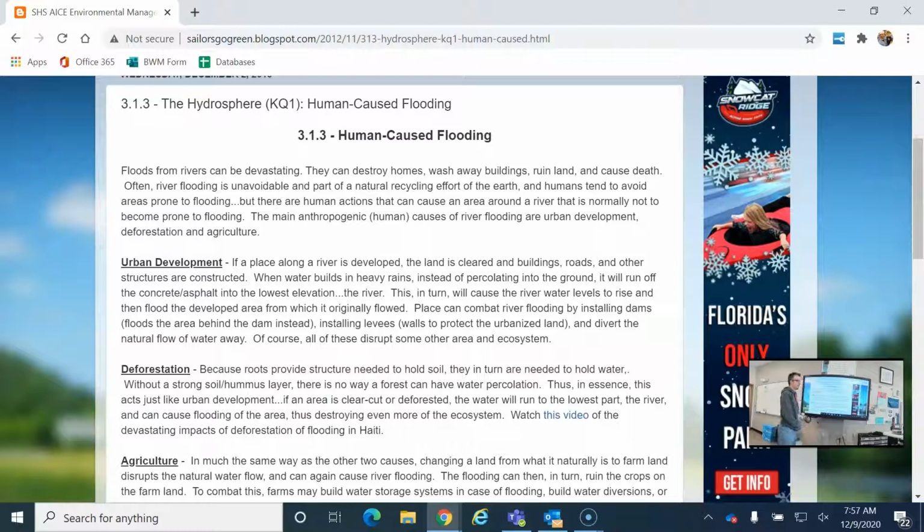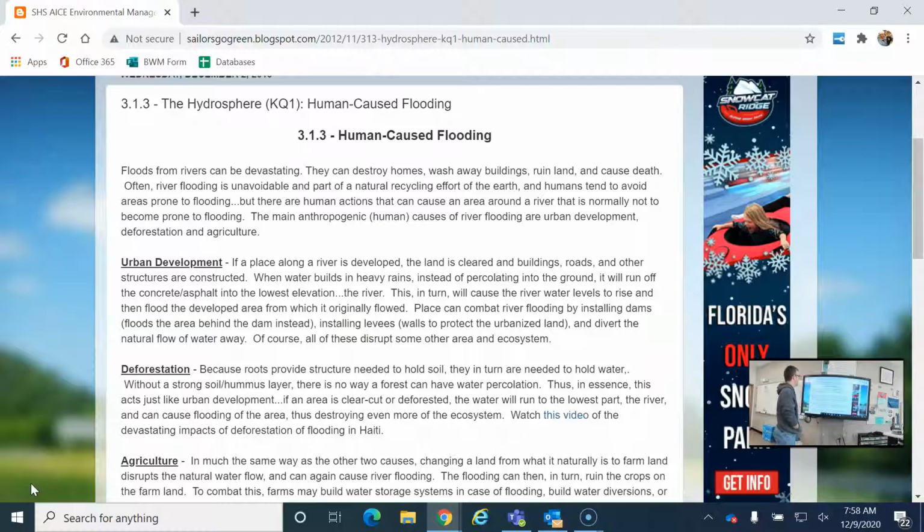River flooding is oftentimes unavoidable, and sometimes places that are prone to river flooding will put up dams. We'll put up walls on the side of the rivers called levees. They actually put these out in the Gulf in New Orleans to stop the flooding there from Katrina. Didn't really work. Katrina came in and kind of went over those levees anyway.